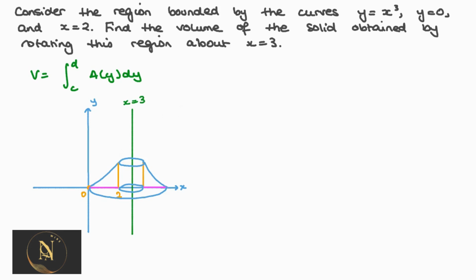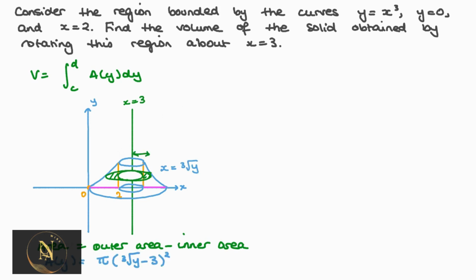We call this a ring or a washer. And we can say that the cross-sectional area of the ring will be given by the area of the outer, the larger circle, minus the area of the inner circle. The area of a circle is pi times radius squared, and we're going to rewrite the equation for our curve as x in terms of y, so that's x equals the cube root of y.